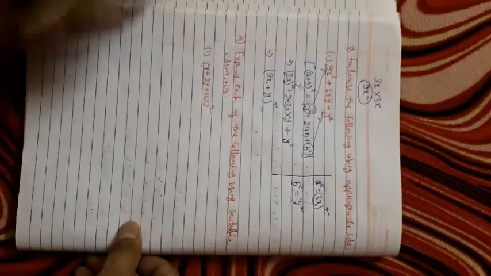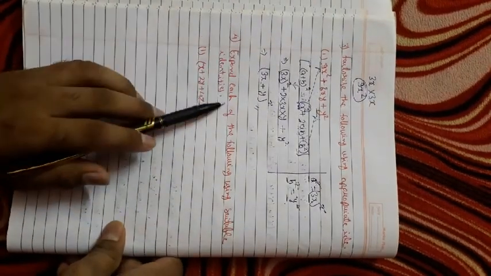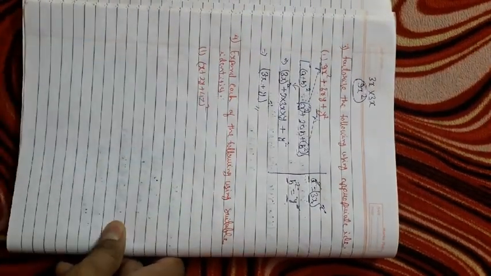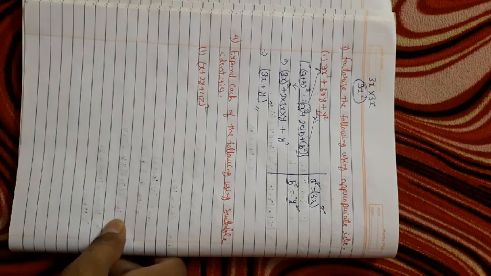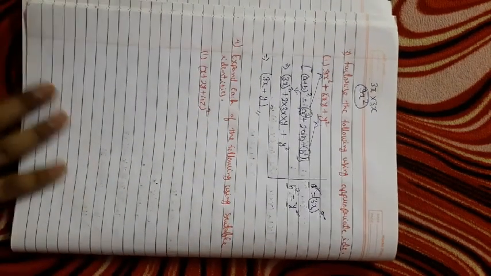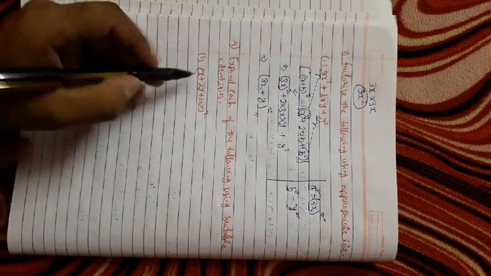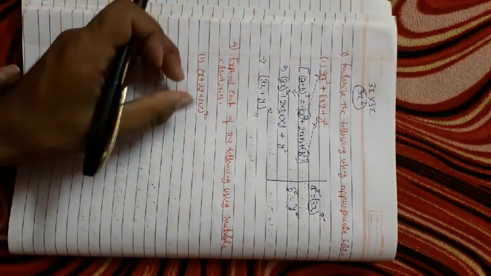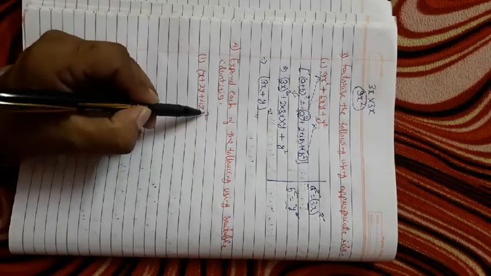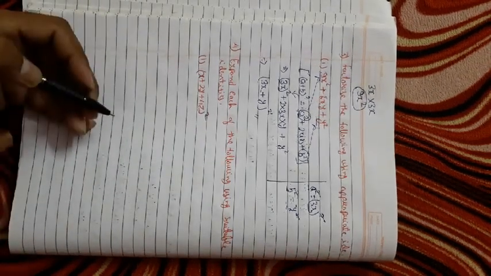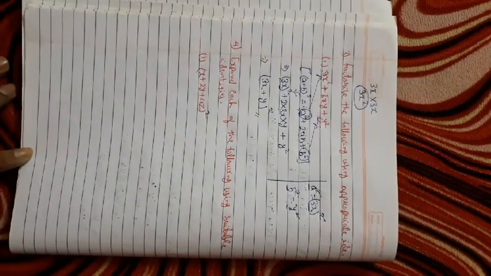Okay, now question number 4 says expand each of the following using suitable identities. Now we have the next question. See, in this question first we have to identify which identity will be used here. So first we have 1 2 3 terms are there, and whole square of them we had written here. Okay, so we have to compare which identity can be used.